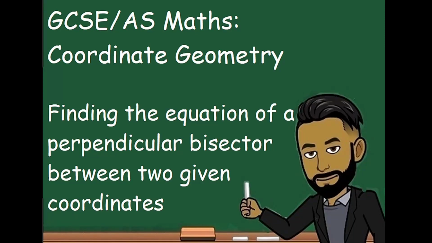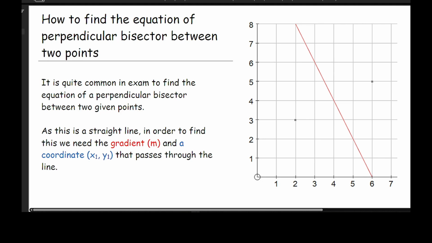So welcome to this latest video on 162 Maths, and in this video we'll be going over the GCSE AS Maths topic of coordinate geometry with the focus of finding the equation of a perpendicular bisector between two given coordinates. Now, finding the equation of a perpendicular bisector between 2 points is exactly what it says on the tin.